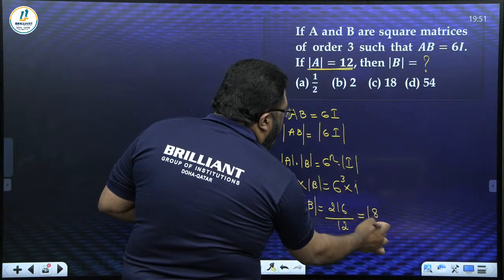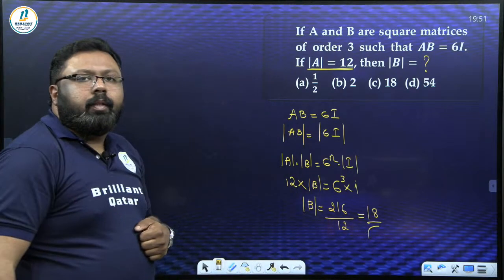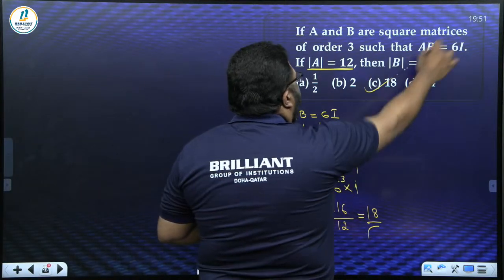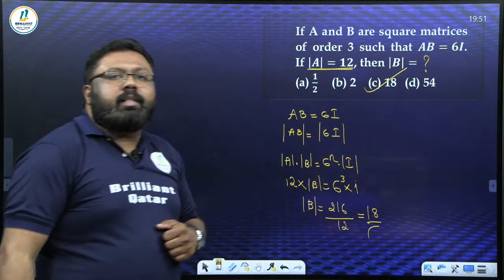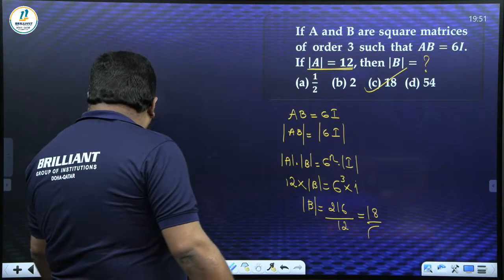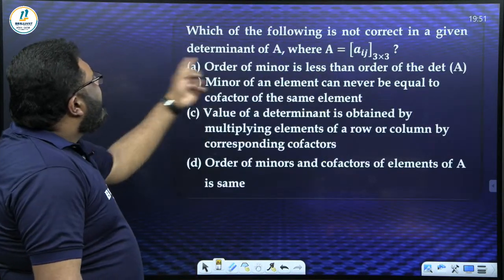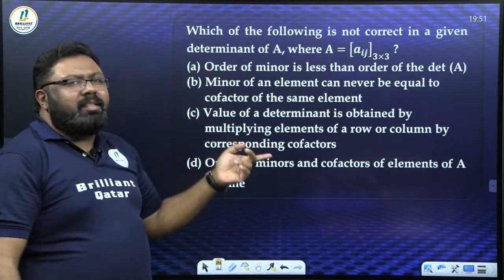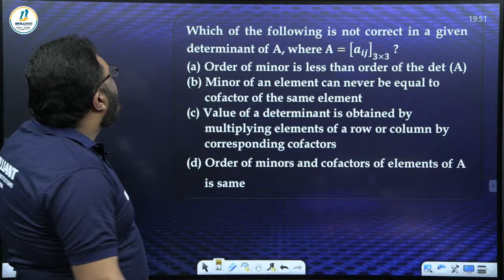It's 18, my dears. What's the answer? It's 18. Yes, option C, 18 is your answer. 216 divided by 12. Okay, easy. The question looks very vast, but it's just simple statements: read and tick and go.